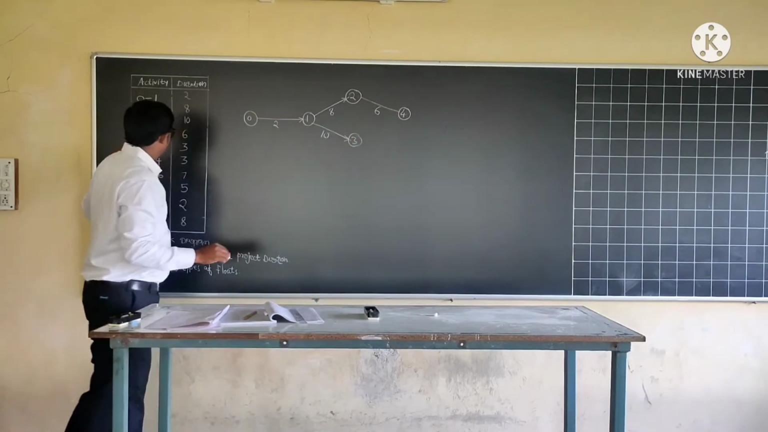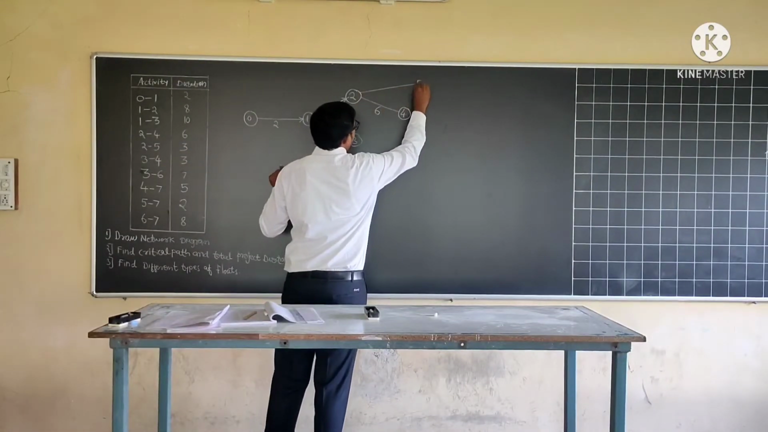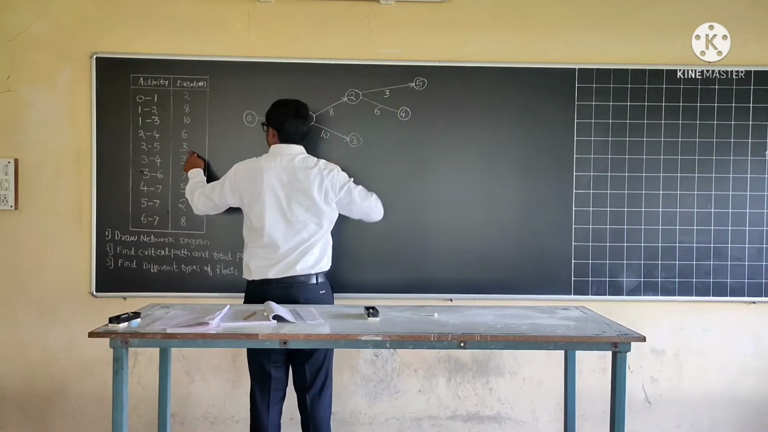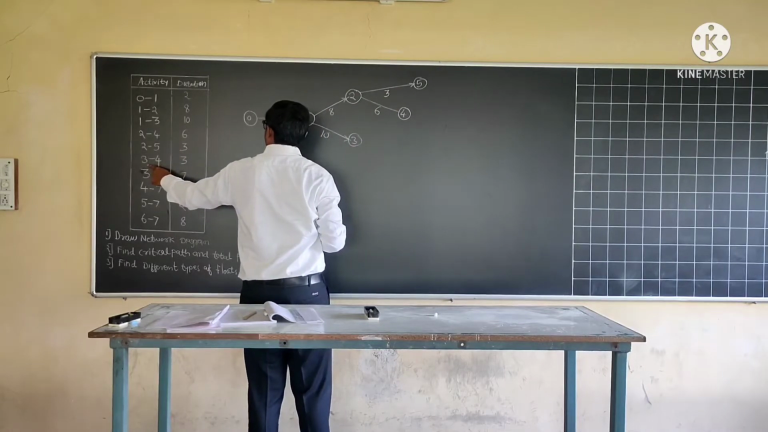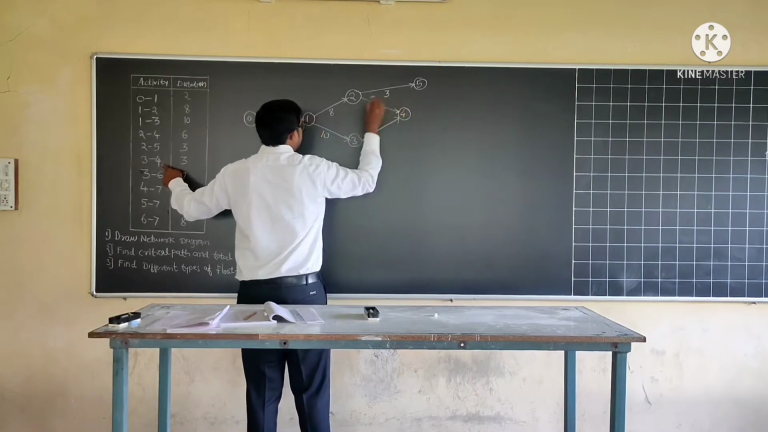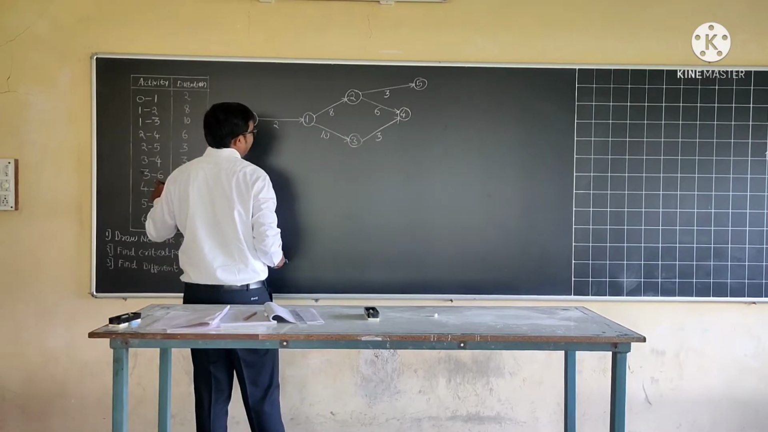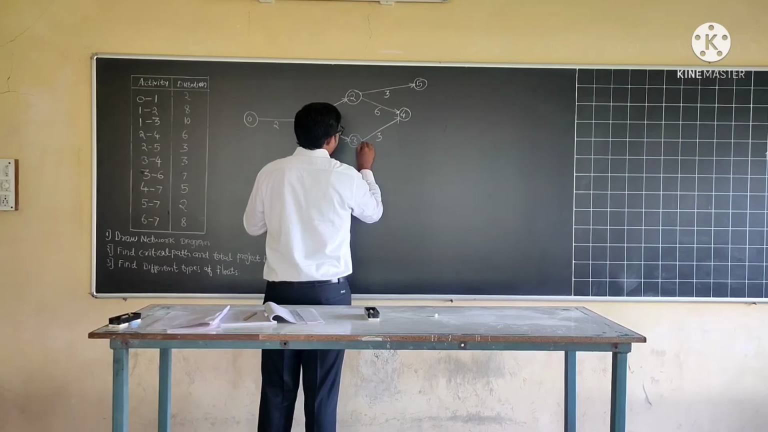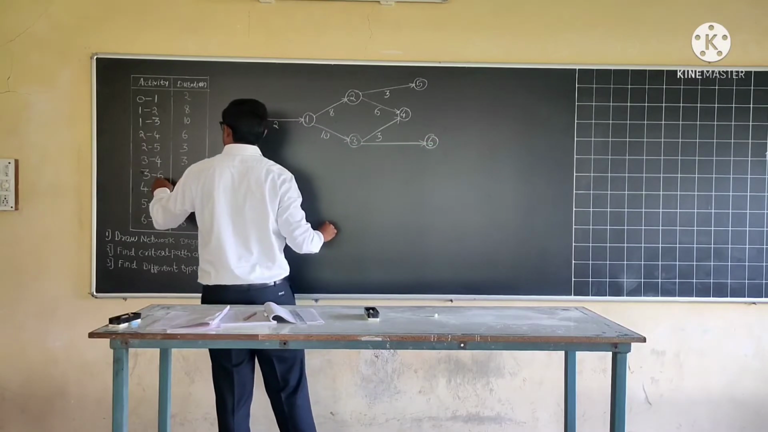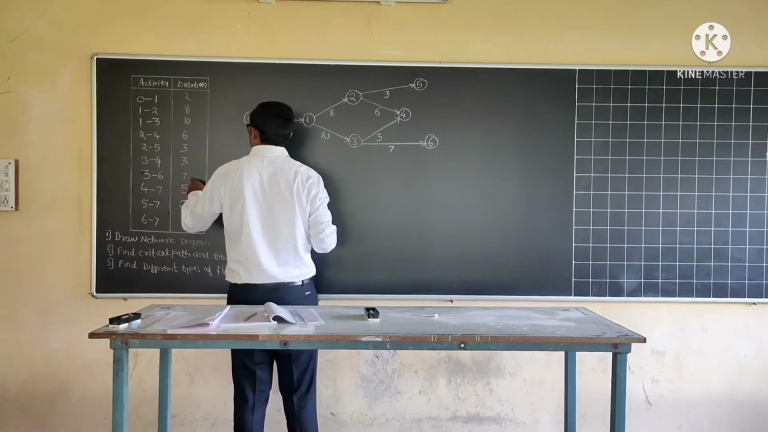After 2 to 4, 2 to 5 is there. So activity 2 to 5 is having duration of 3 days. After this, activity 3 to activity 4, we can join this, having duration of 3 days. Activity 3 to activity 6, we will draw first activity 6. So in this 3 to 6, activity duration is 7 days.